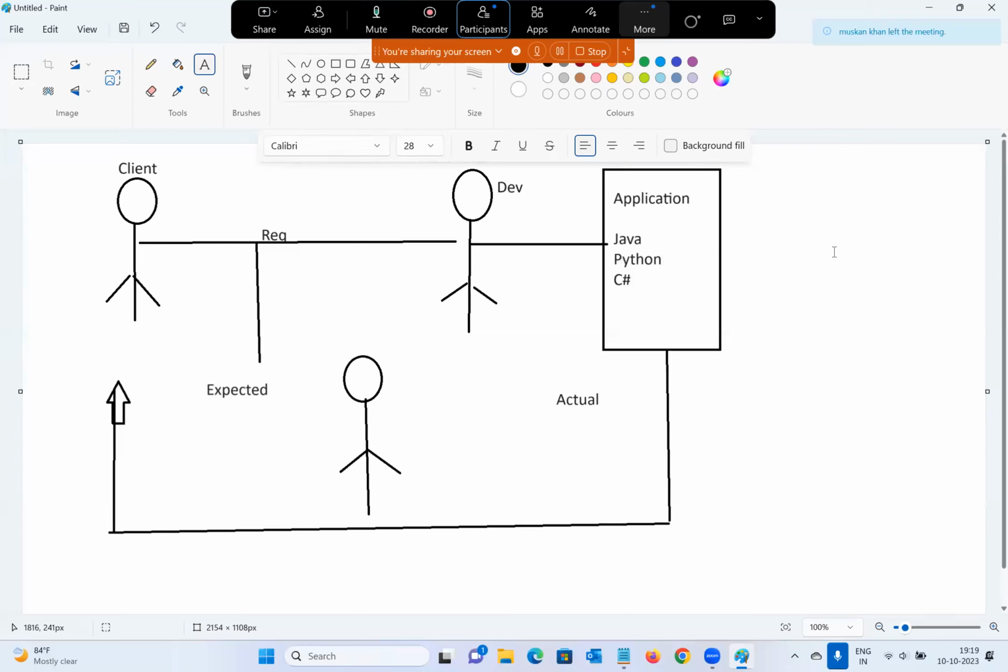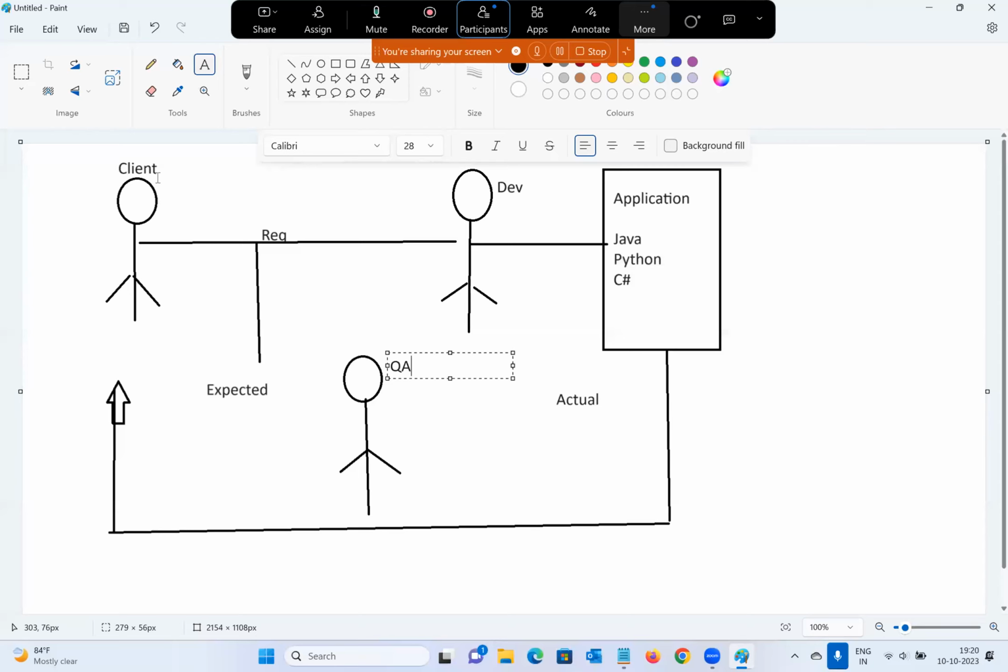Once again, guys, the testing engineer is also called QA, which is quality analyst. First of all, the client will provide the requirement to the developer. The developer develops the application based on the client requirement. After completion of development, the application is sent back to the client.